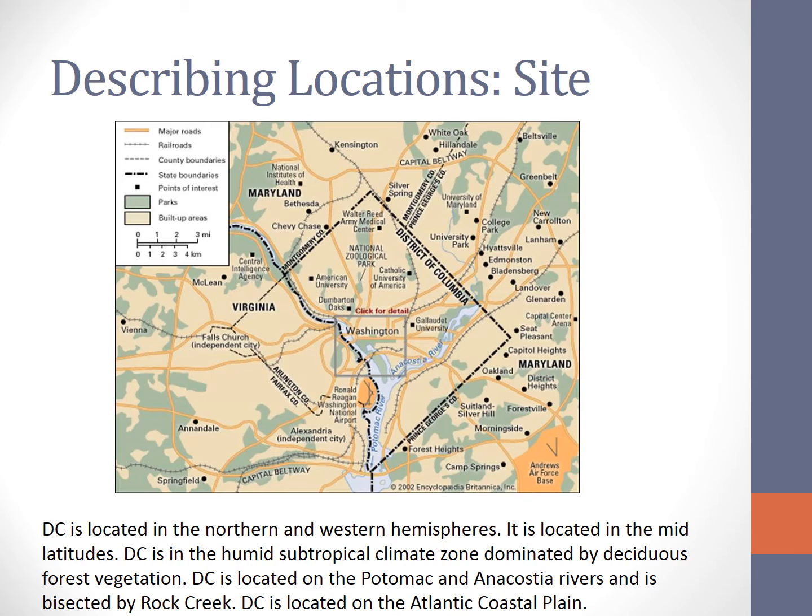The following description describes the site of Washington, D.C. D.C. is located in the northern and western hemispheres. It is located in the mid-latitudes. D.C. is in the humid subtropical climate zone dominated by deciduous forest vegetation. It is located on the Potomac and Anacostia rivers and is bisected by Rock Creek. D.C. is located on the Atlantic coastal plain.